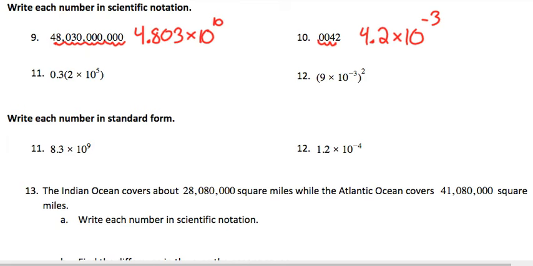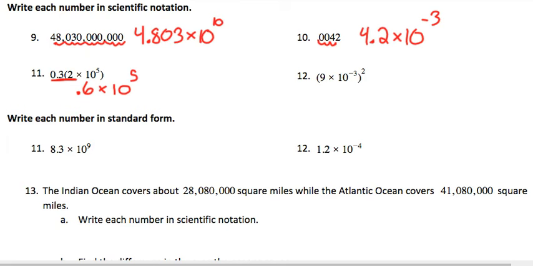All right, number 11. So number 11, remember when you're multiplying in scientific notation, you take this value and you only multiply it to that first number, okay? So here, 0.3 times 2 is going to give me 0.6. And it doesn't influence the power of 10. Okay, remember you leave that power of 10 when you're just multiplying a normal number in.